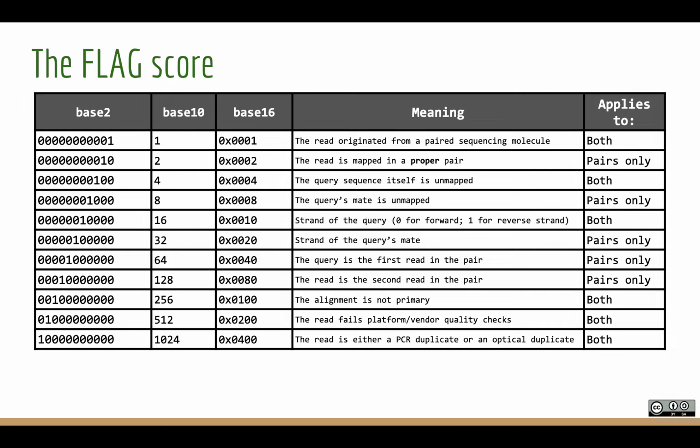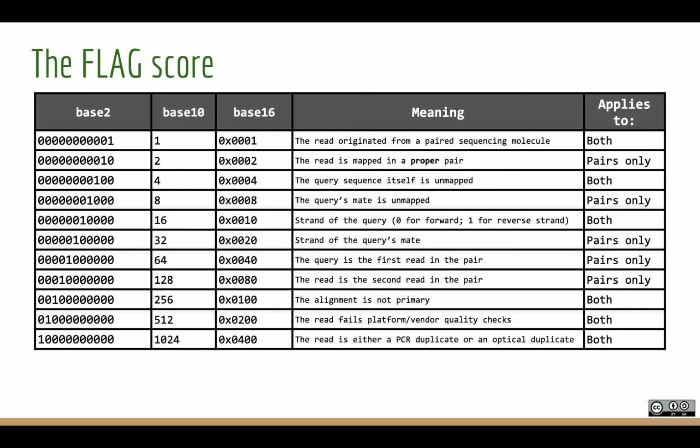Okay, so we've got all these different bits here. This is the same as what I just drew on the board. This first bit, if set to 1, means that the read you're looking at came from a paired end sequencing molecule. If that bit is set to 0, you're dealing with single end sequencing.